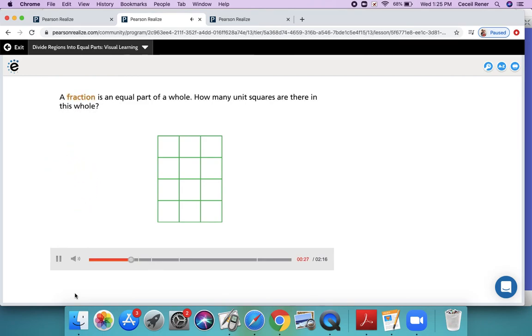A fraction is an equal part of a whole. How many unit squares are there in this whole? Okay, so let's count them. 3, 6, 9, 12. There are 12 unit squares in this whole. What does the problem ask you to divide this whole into? It asked us to divide it into fourths.